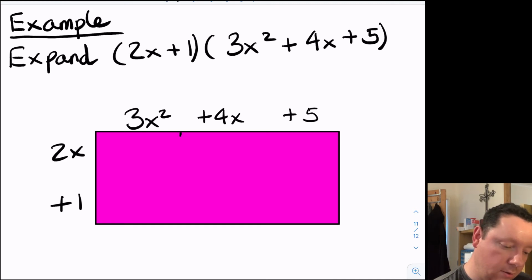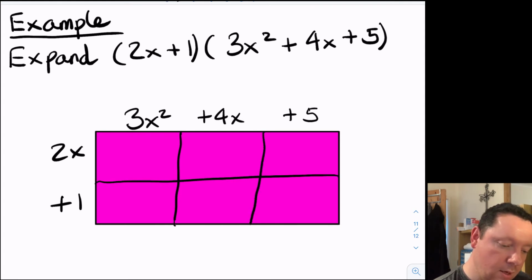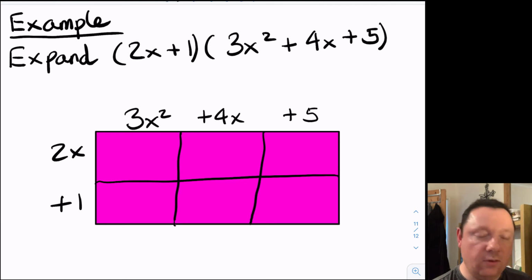So I cut everywhere there is something. So I've cut it into 6 boxes. Now there's a quick check to tell if you've done the right number of boxes. There's 2 things in the first bracket, 3 things in the second bracket, 2 times 3 is 6, so I've got 6 boxes, that's correct.